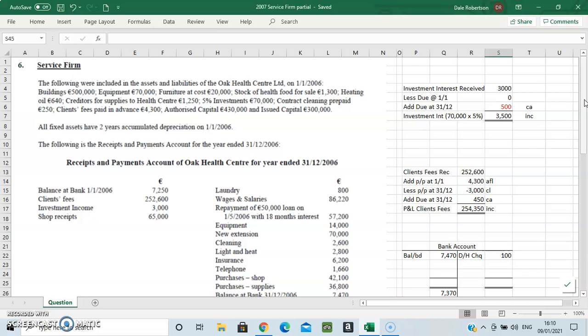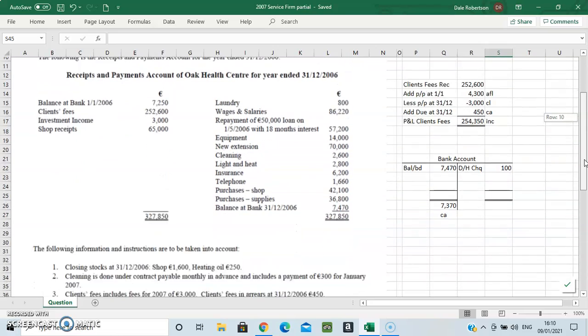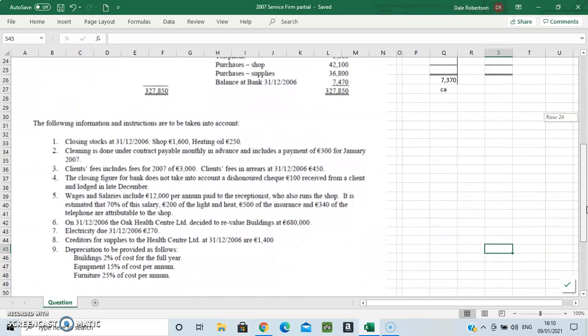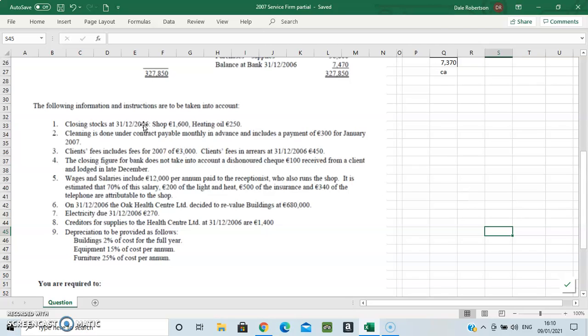Apart from that, we'll go down to the workings here for a moment, and you will see that we have closing stock for the shop and for heating oil. We have cleaning, contract cleaning, clients' fees in arrears and due. All of that, wages and salaries still the same. A revaluation, electricity due, which will be in your light and heat working, supplies, 3 straightforward depreciations. Number 4 here is slightly new as well, which I'm going to do with you. These are both quite easy once we see them done.